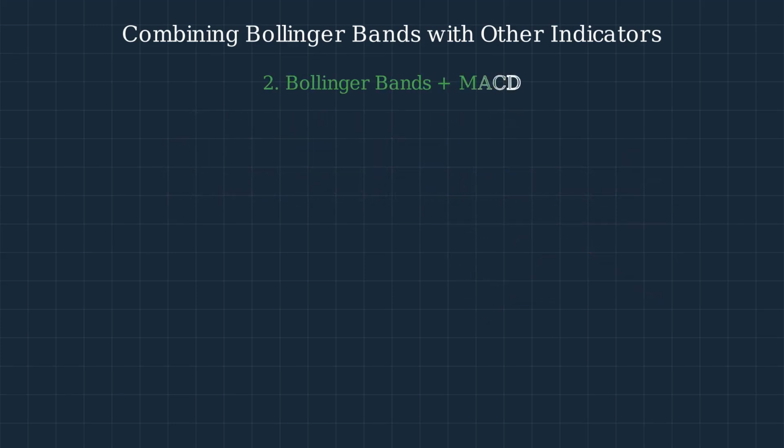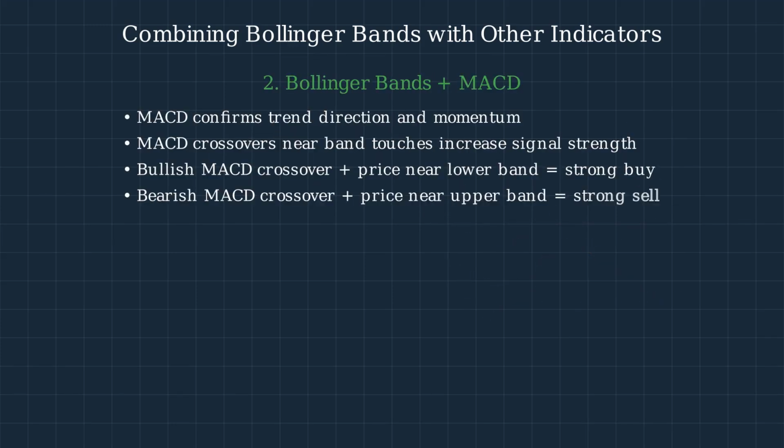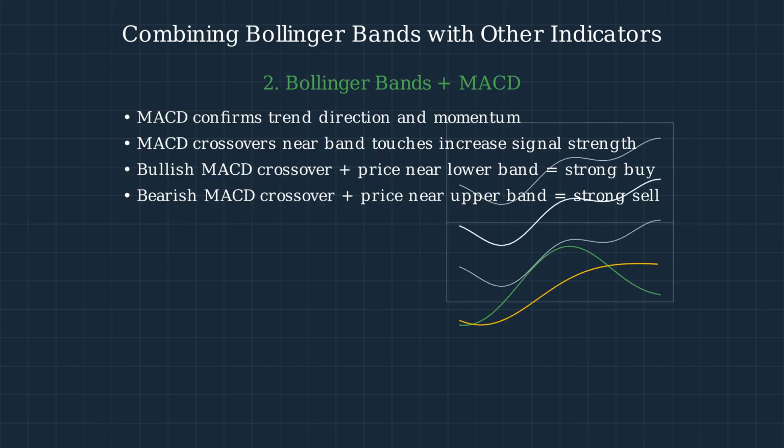The second useful combination is Bollinger Bands with the Moving Average Convergence Divergence Indicator, or MACD. MACD helps confirm trend direction and momentum. When a bullish MACD crossover occurs while price is near the lower Bollinger Band, it creates a strong buy signal. Similarly, a bearish MACD crossover when price is testing the upper band generates a compelling sell signal.